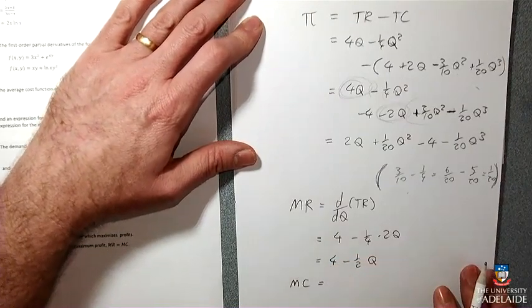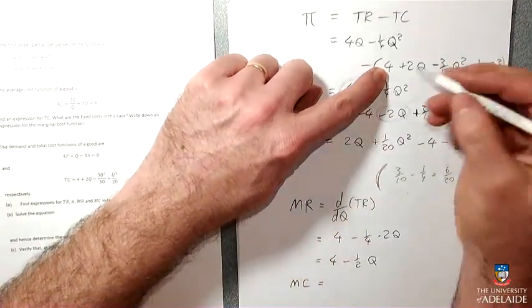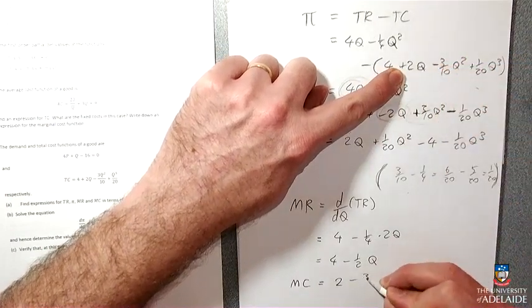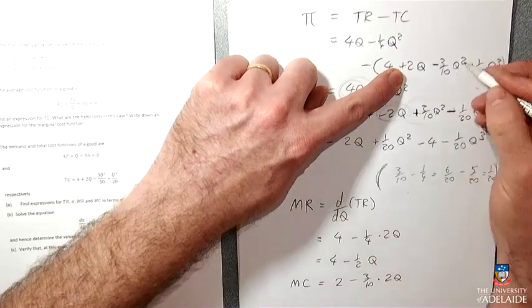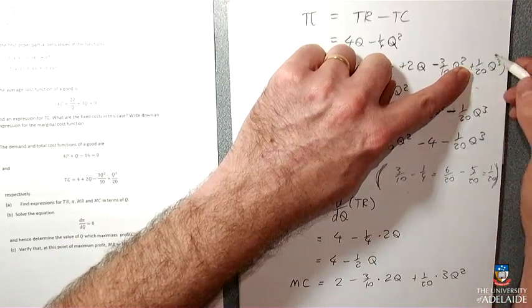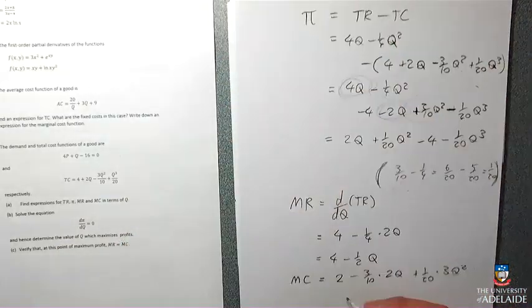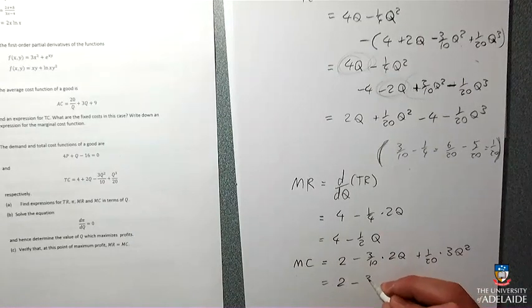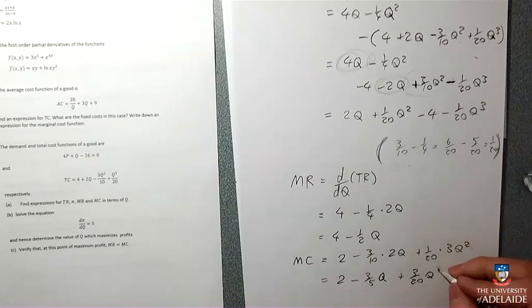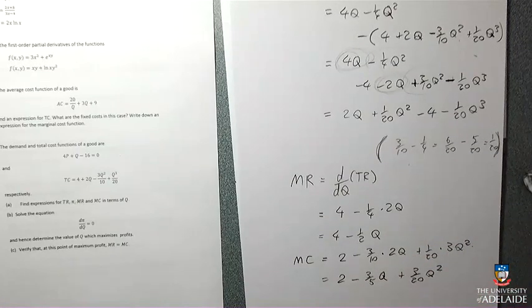And the marginal cost. So that would mean going all the way back to my original cost function. That was this thing here. The derivative of the 4 is 0. The derivative of the 2q is 2. The derivative of this would be 3/10 times 2q. And this would be 1/20 times 3q squared, because that's how you differentiate q cubed. 3/10 times 2, because the 2 would cancel with the 2 that's part of the 10, to give a 5. Yep, okay.